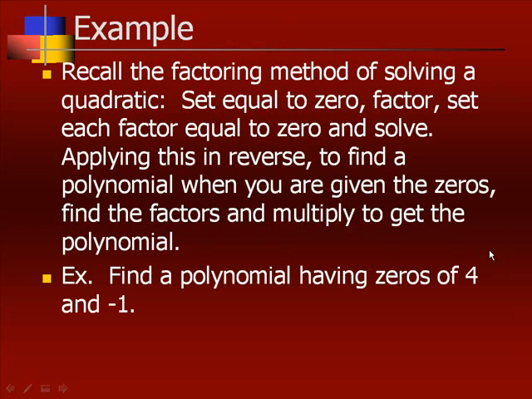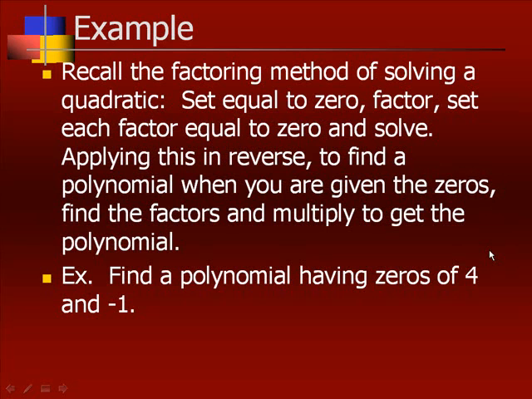Recall the factoring method of solving a quadratic. You set it equal to 0, you factor, you set each factor equal to 0, and solve. Now, if we were to apply this in reverse, to find a polynomial when you are given the zeros, find the factors, multiply to get the polynomial.